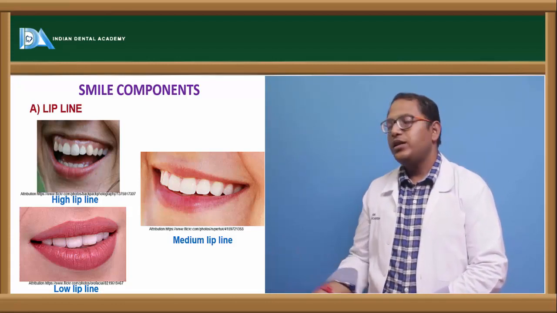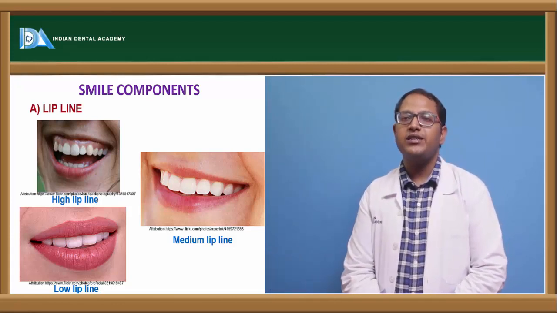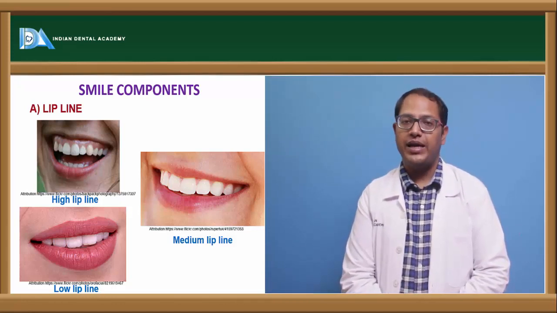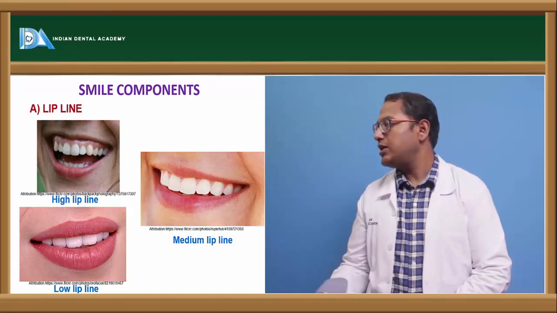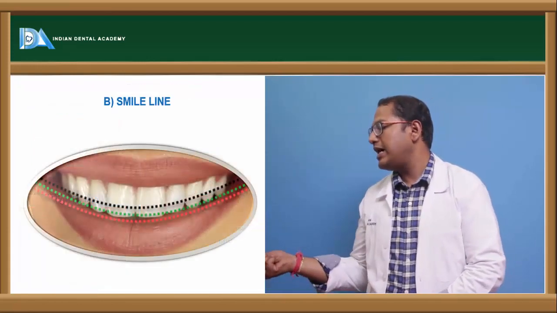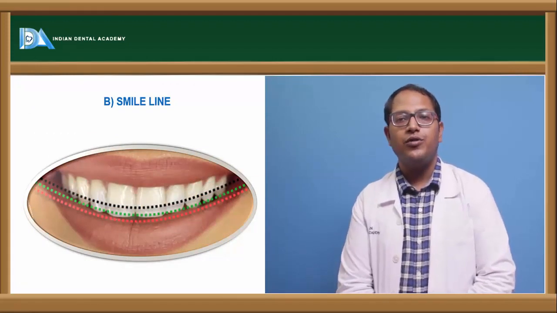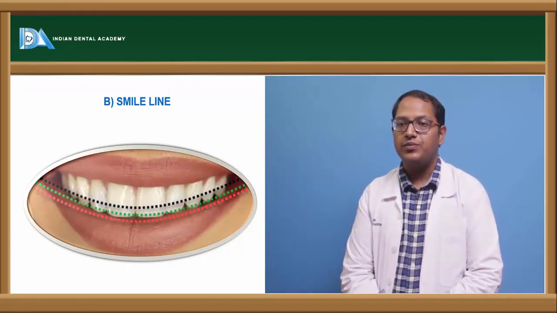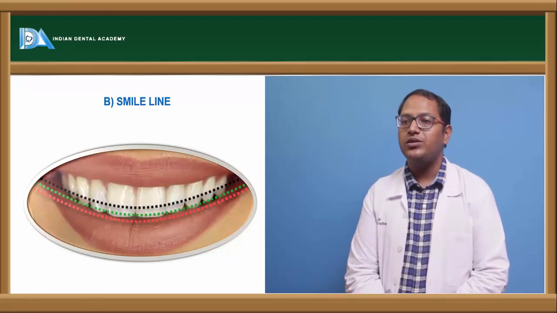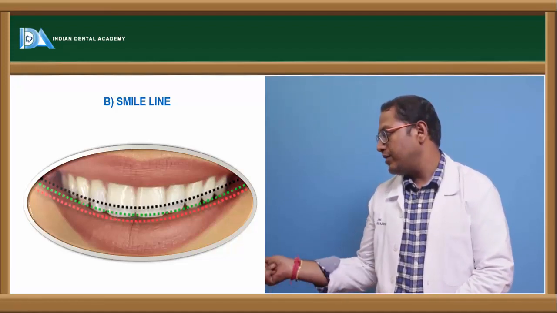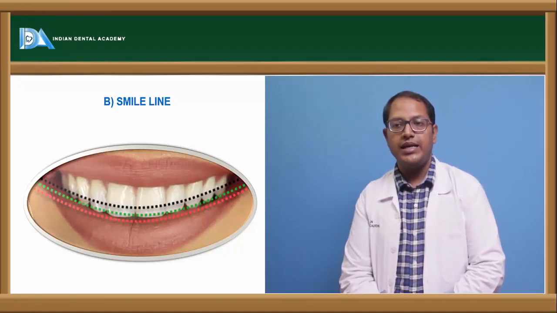These are available. Now, lip line is based on what? It is based on the length of the lip. Short lip length, high lip line will be present. So what is a smile line then? Smile line is a hypothetical line which is drawn along the edges of the four anterior maxillary teeth that is meant to run parallel with the curvature of the inner border of the lower lip, like this. That is called the smile line.